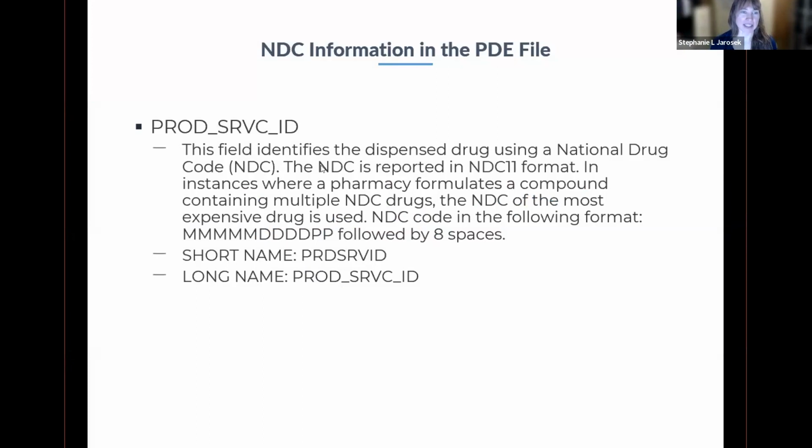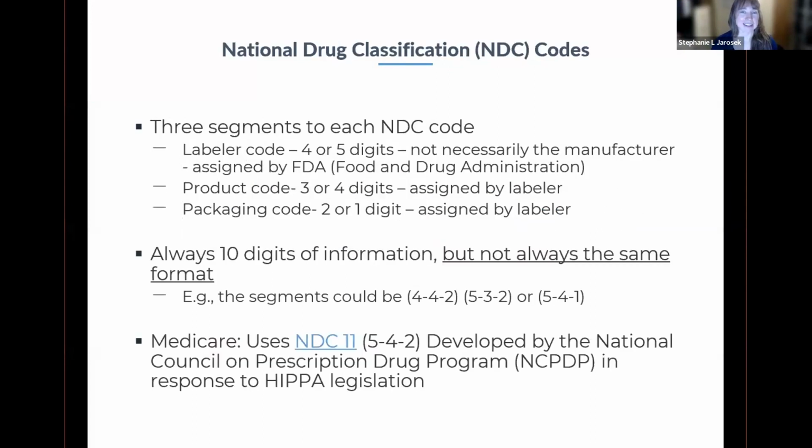When we're talking about NDC information in the PDE file, you're looking at the product service ID. It is the NDC code in NDC 11 format. That's something else that's important to note. Not all sources of NDC information are located in NDC 11 format. And so it's important to know that if you are trying to link to outside data sources, you may need to make some adjustments. The way NDC 11 works is that there are 3 segments to each NDC code.